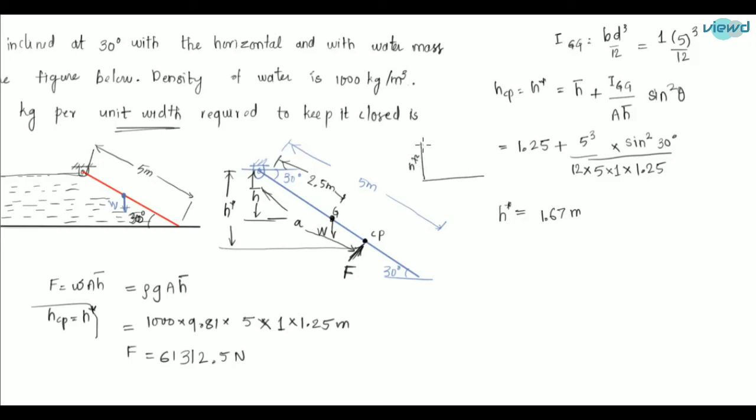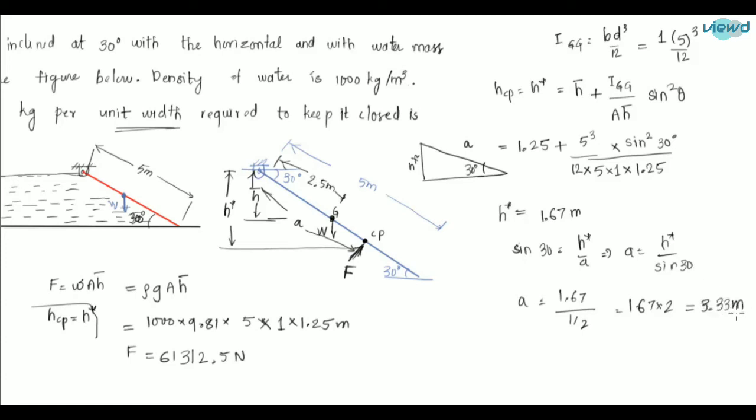This is h star, and this is distance a. This is 30 degrees. So sine 30 is equal to h star by a. So a is equal to h star divided by sine 30. So a is equal to 1.67 divided by 1 by 2. So 1.67 into 2 gives us a value of 3.33 meter. So a is 3.33 meter.